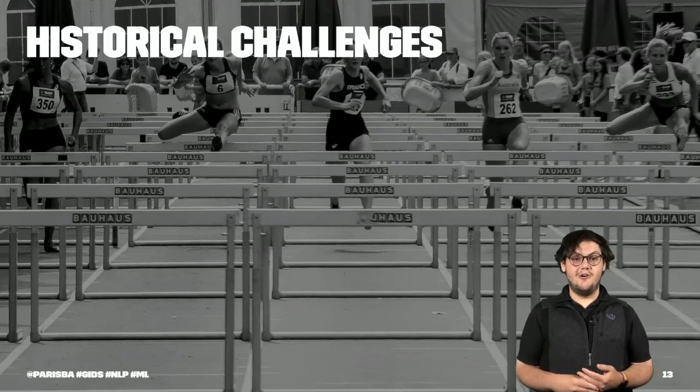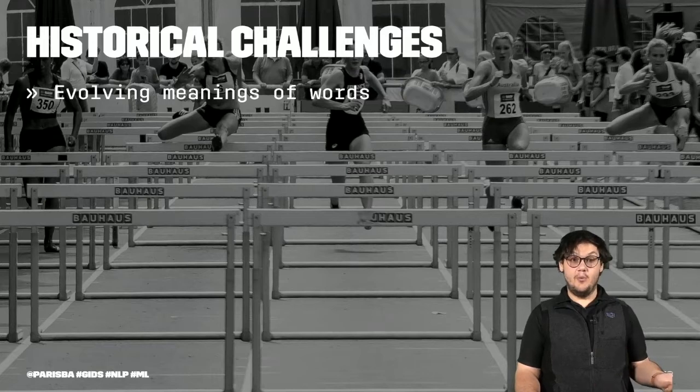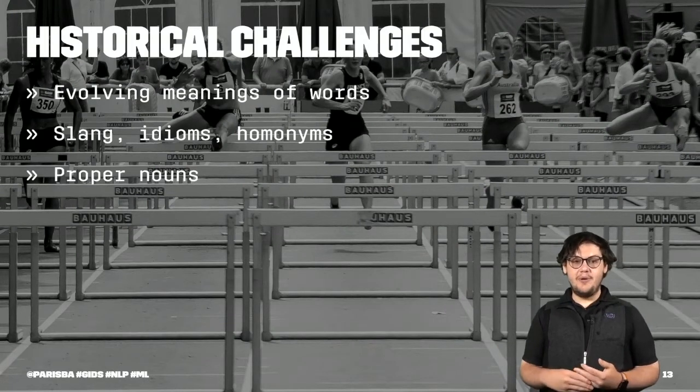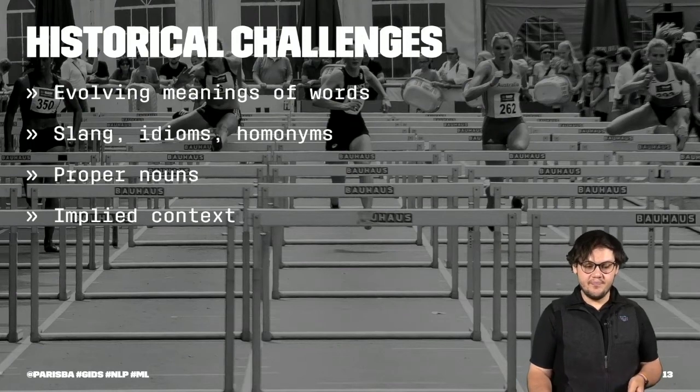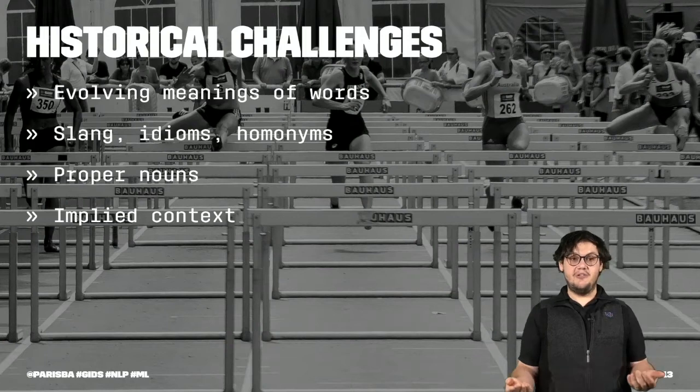NLP has had lots of historical challenges over the years. Words change meaning, and it's really hard to figure out what they mean sometimes. Does anyone know what poggers means, for example? It's a brand new word to me. I learned it the other day. Slang, idioms, homonyms. Some words have 2 meanings, or 3 meanings, or 4 meanings. Proper nouns. Sometimes names don't actually look like words, but they're names nonetheless. And implied context. Sometimes words change meaning depending on what you see around them.